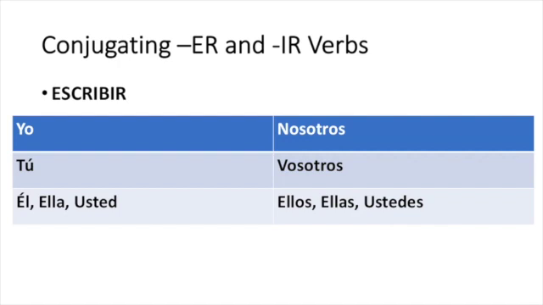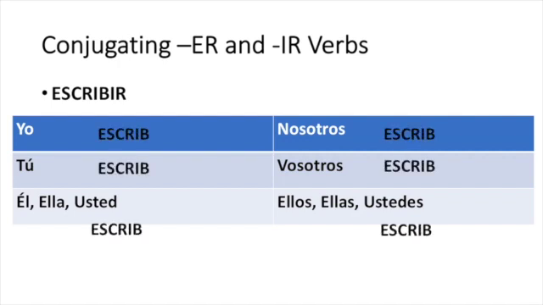To conjugate this verb, you can probably guess you're going to start by taking off the ending, which in this case is the IR. You're left with escrib. The verb escribir means to write. You can almost see the word scribe here inside of escribir. Escribir is to write. I need to throw my endings here on the end, which are very similar to my ER verb endings. These are my IR endings.